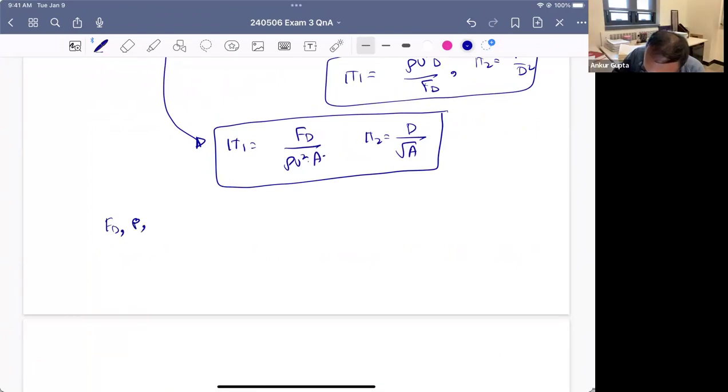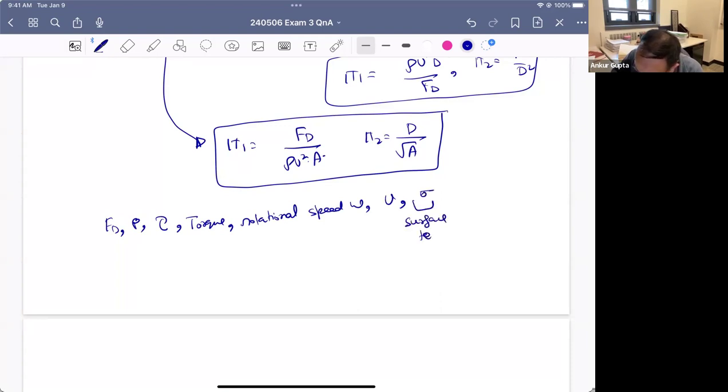No, I would say pressure, tau, shear stress, torque, frequency, and I may be forgetting some variables, rotational speed omega, U, surface tension, specific weight gamma, shear rate gamma dot. What else comes to mind?